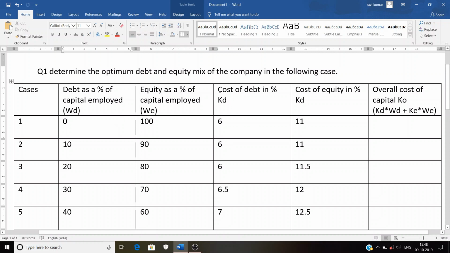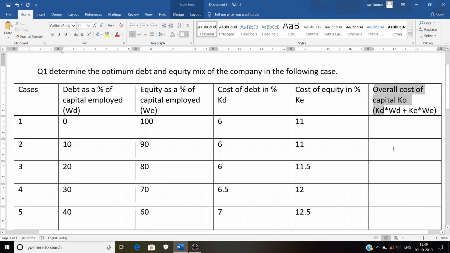In the fourth column, we have the cost of debt in percentage, that is 6. In the fifth, we have the cost of equity in percentage, that is KE. And in the last, we have to find the overall cost of capital, meaning KO. We can find it by multiplying the cost of debt with the weight of debt. Debt as a percentage of capital employed is also known as weight of debt. Similarly, equity as a percentage of capital employed is known as weight of equity.